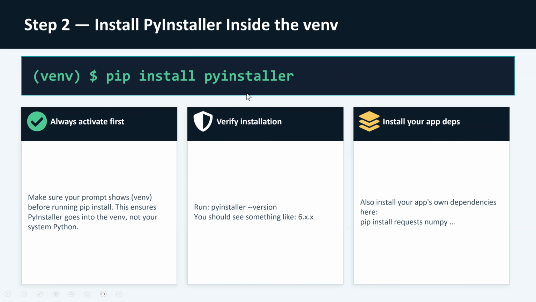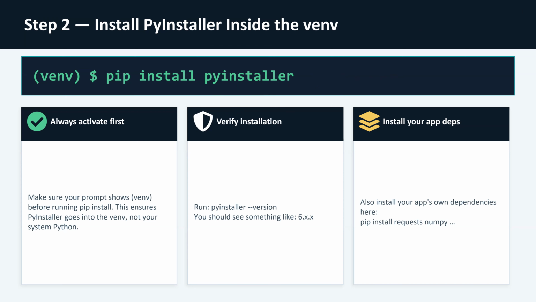The default syntax is very easy. You say pyinstaller --onefile, and then the name of your Python script, and then it will create by default that executable and put it in the dist distribution directory.